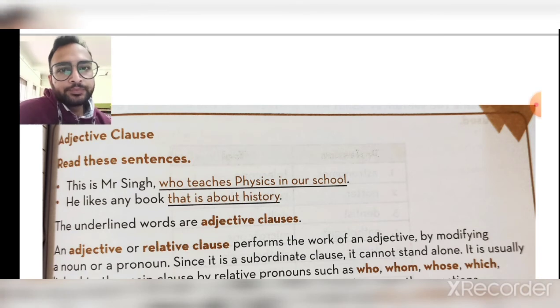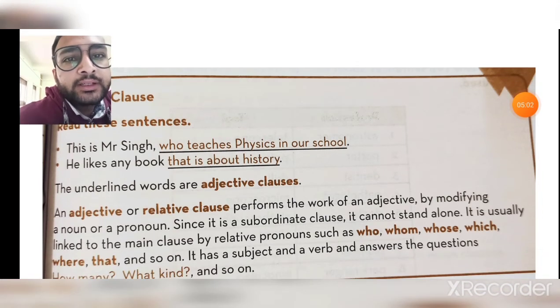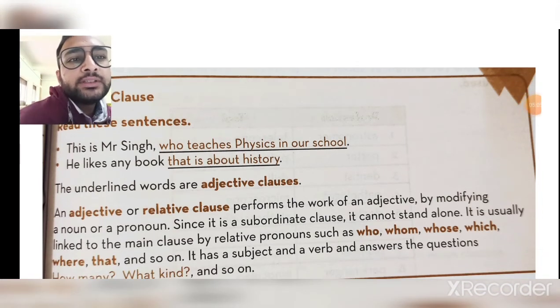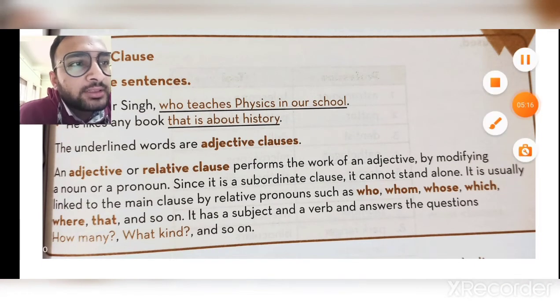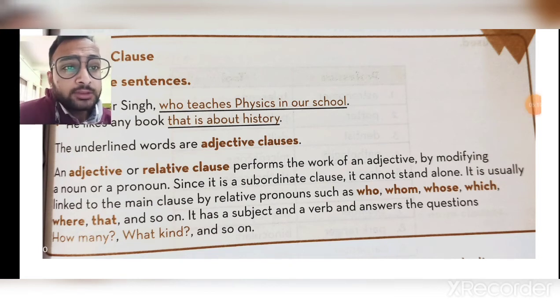Adjective clauses. Read the sentence. This is Mr. Singh who teaches physics in our school. He likes any book that is about history. So the underlined words are adjective clauses. An adjective or relative clause performs the work of an adjective by modifying a noun or a pronoun. Since it is a subordinate clause, it cannot stand alone. It is usually linked to the main clause by relative pronouns like who, whom, whose, which, where, that, and so on.